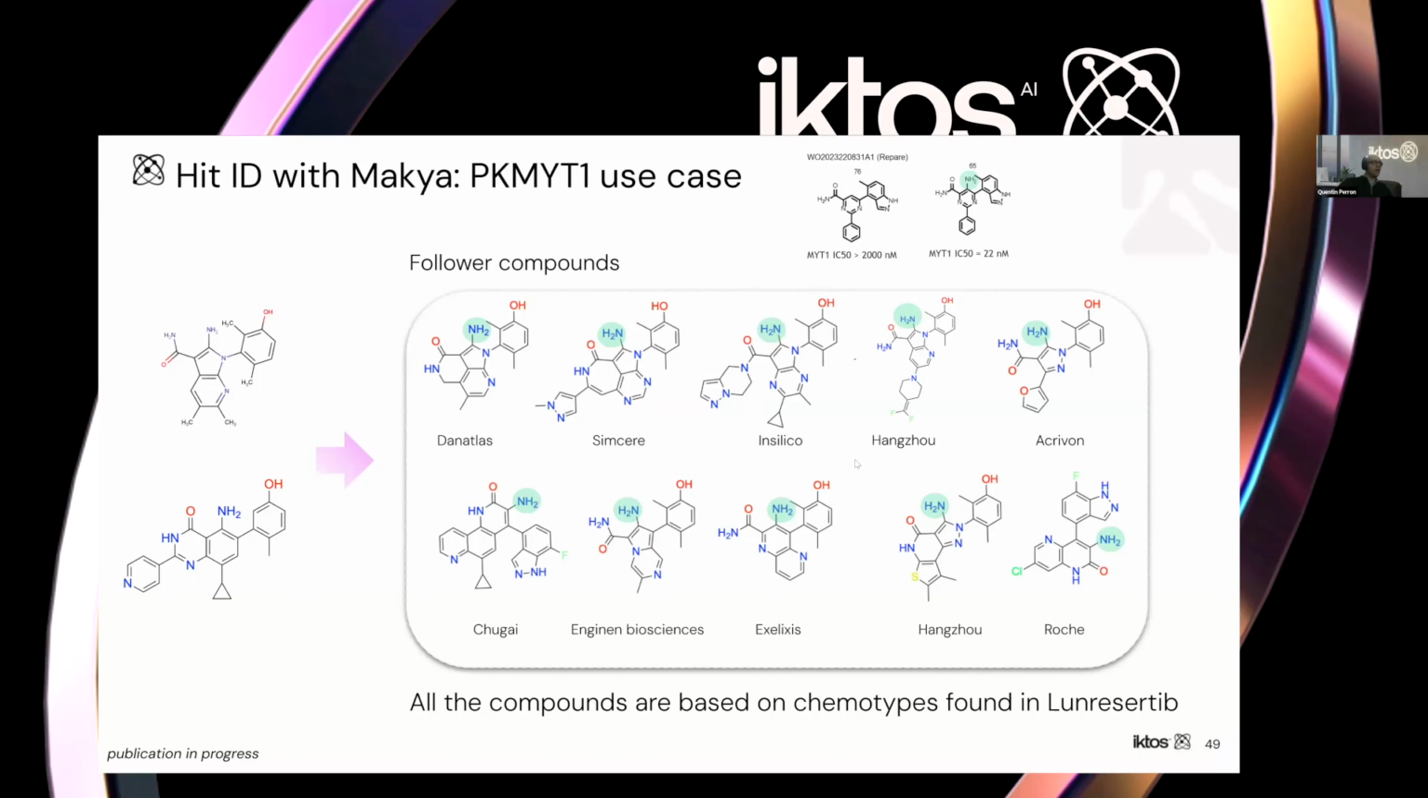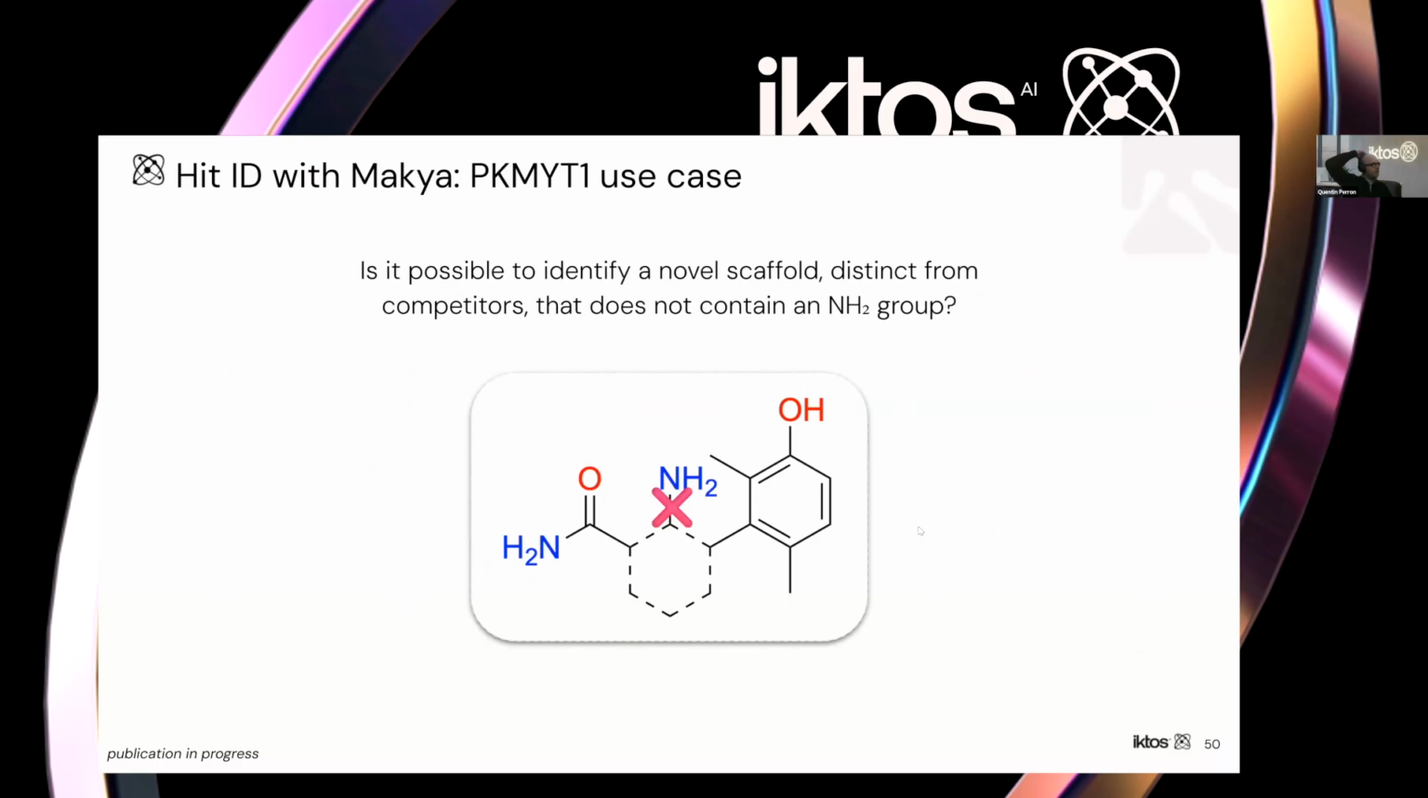And why they are doing so is because if you remove this NH2, Repare shows in the patent that you go from 22 nanomolar active compounds to totally inactive molecules. So it seems that this NH2 is mandatory for activity. So we said, okay, let's take this as a challenge. Can we find something without this NH2? Let's keep the phenol, let's keep the hinge binding motif, but can we find something without this NH2?